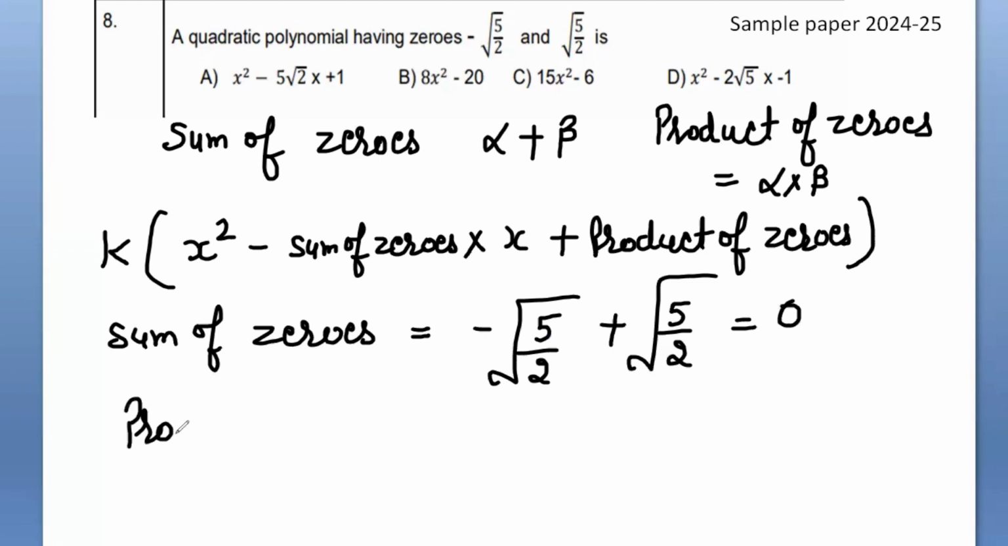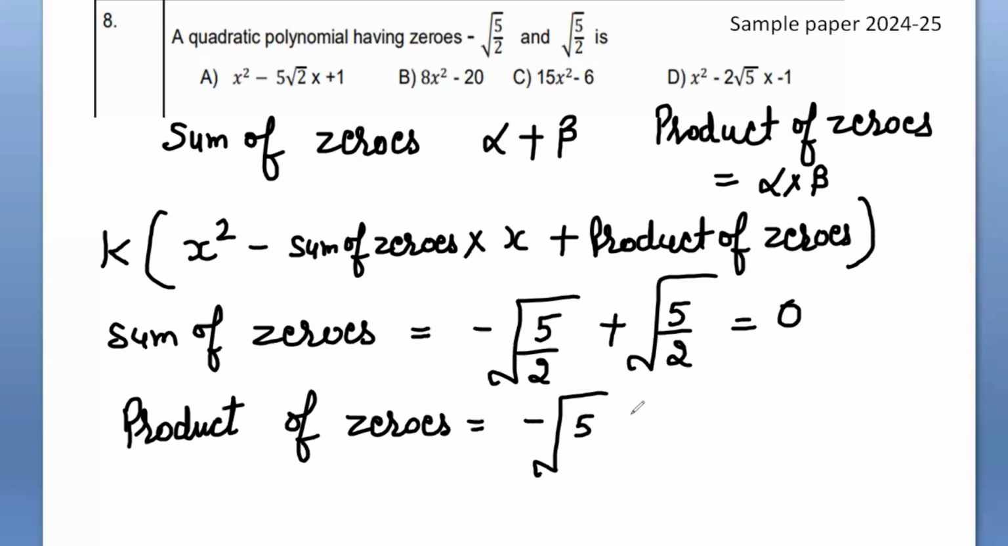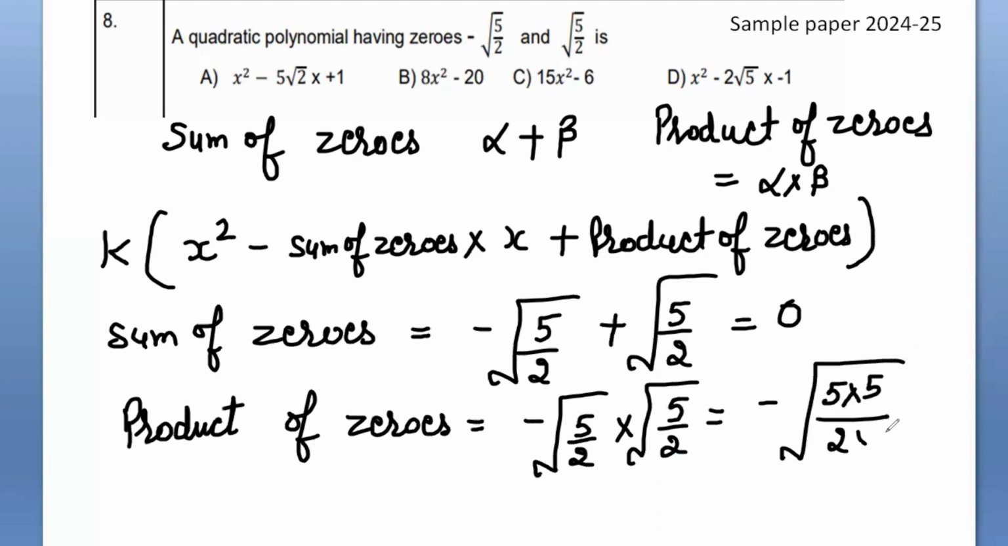Then the product of zeros. The product of zeros will be equal to minus root 5 over 2 into root 5 over 2, which is equal to minus, we'll write 5 into 5 here, 2 into 2 here. The square root of 25 is 5, and the square root of 2 squared is 2. So we get the product of zeros as minus 5 over 2. So we write 0 as the sum of zeros, and the product of zeros is minus 5 over 2.